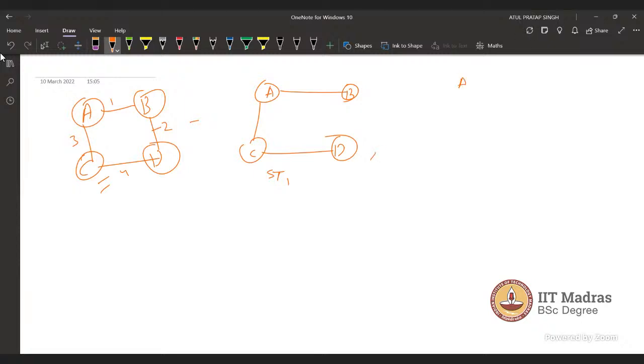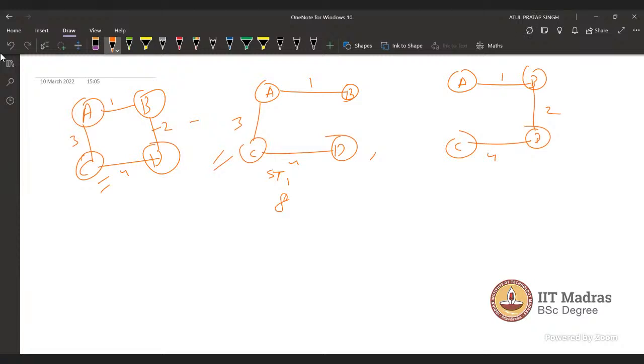For example, if we remove another edge, this is B, and this is C. So this is 1, this is 3, this is 4, and for the same tree, this is 1, this is 2, this is 4. So there are many possible spanning trees that can be created. What we are interested in is finding the minimum cost spanning tree. So the cost of this spanning tree is 1 plus 3 plus 4.